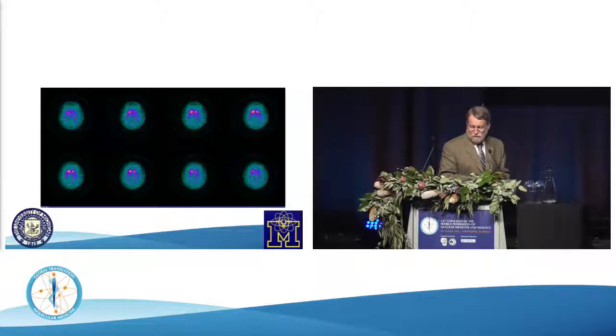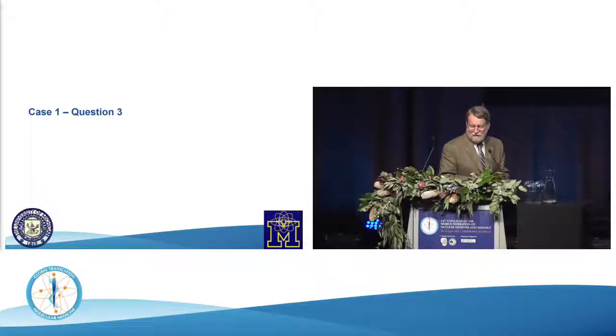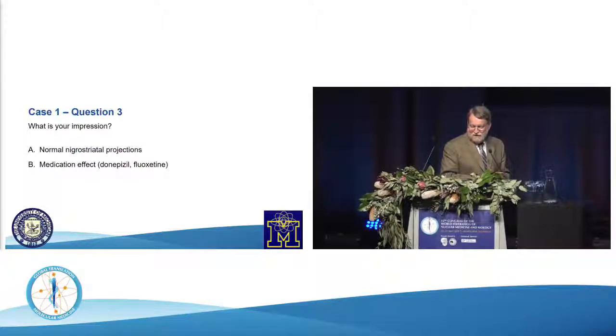And here is the ioflupane SPECT scan in this individual. Now, I know we haven't talked about how to read these. I guess that comes tomorrow, but I imagine many of you are aware of this anyways. So what's your impression now? This is normal nigrostriatal projections, medication effect due to donepezil and fluoxetine, severe nigrostriatal degeneration, or cerebrovascular disease. So who votes for A? No takers. How about B? I have to think a little, but no. How about C? I agree with you.